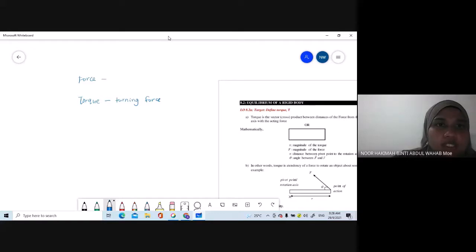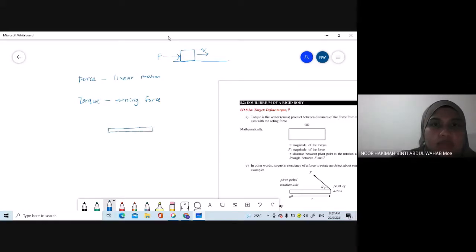Force is something that causes a linear motion. Whenever you have an object and you push it with a force, the object will move in a straight line. In this case it will move to the right. So it's only moving in a linear motion.